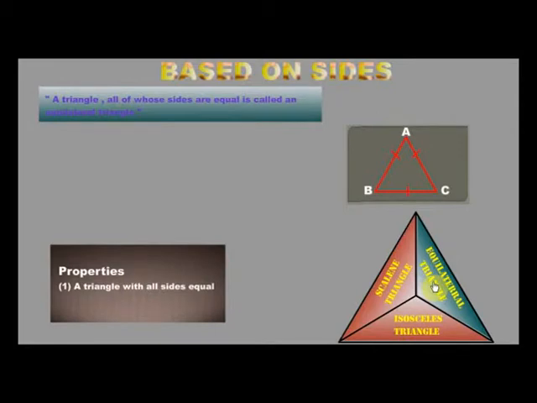So, a scalene triangle is a triangle with all the sides of different lengths. An isosceles triangle is a triangle with two sides of equal length, and an equilateral triangle is a triangle with all the three sides equal.